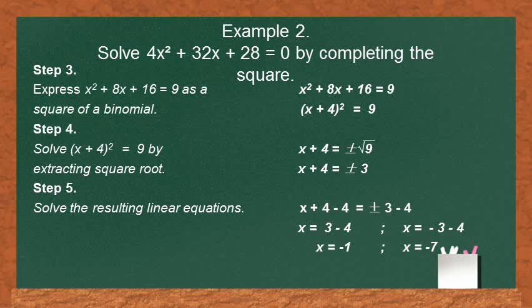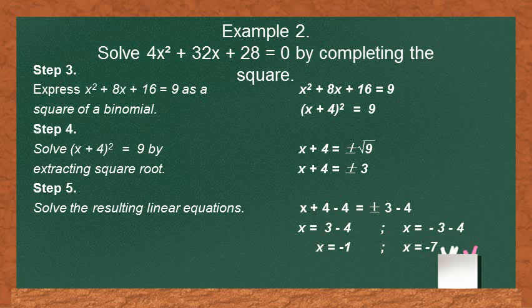So where do we get 3? The square root of 9 is 3. Then step 5. Solve the resulting linear equation. So we have here x plus 4 minus 4 is equal to plus or minus 3 minus 4. Again, using subtraction property of equality.